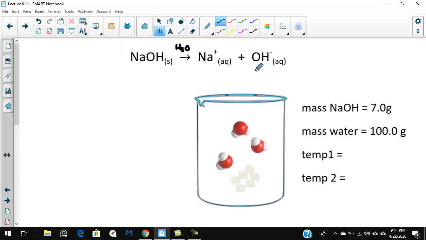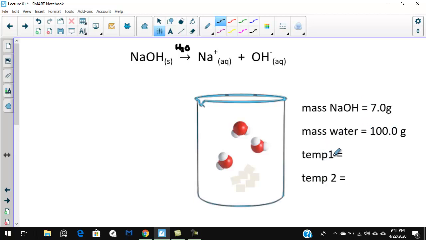When I mix sodium hydroxide together, does the water that I'm mixing it in, the surroundings, get cooler or does it get warmer? So we're going to set up an experiment here where we have a mass of NaOH. I'm going to take about 7 grams of NaOH. I'm going to take about 100 grams of water. And then we're going to mix the two things together to see what the temperature change is.